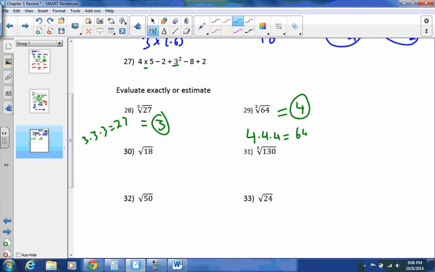the cube root of 125 equals 5. We'll estimate that's a little bit higher than 5. We'll say approximately 5.2-ish.